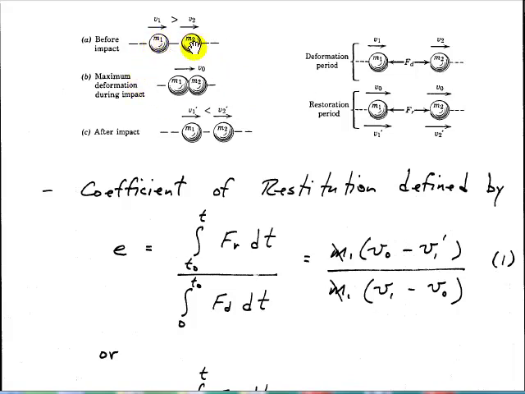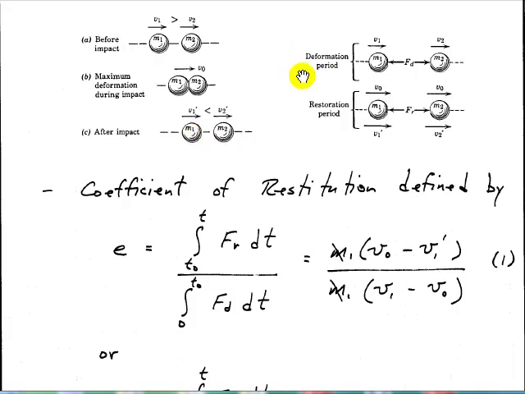Particle 1 is catching up to particle 2 and it will eventually hit it. Then they will come to a maximum deformation where they have impacted to the maximum and they're traveling at the same speed. Then finally there'll be a restoring process after the impact in which the right-hand particle is traveling faster than the left-hand particle because of the impact.